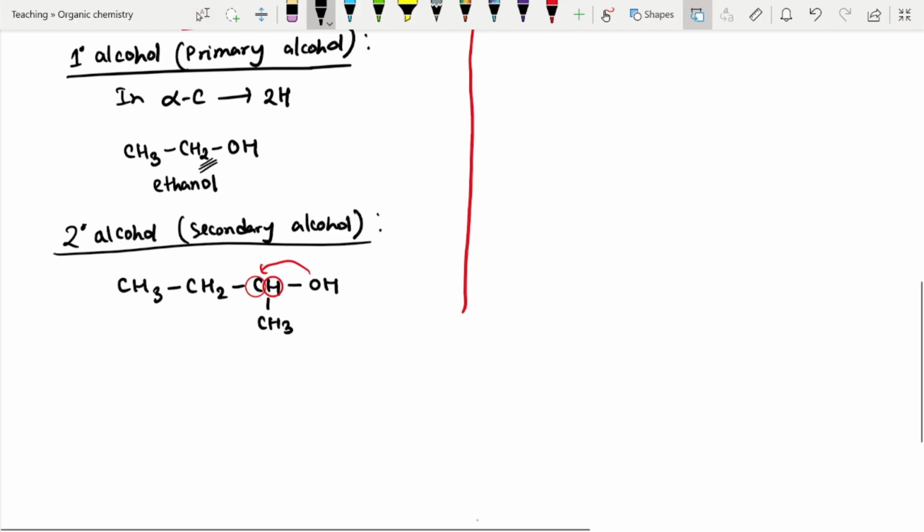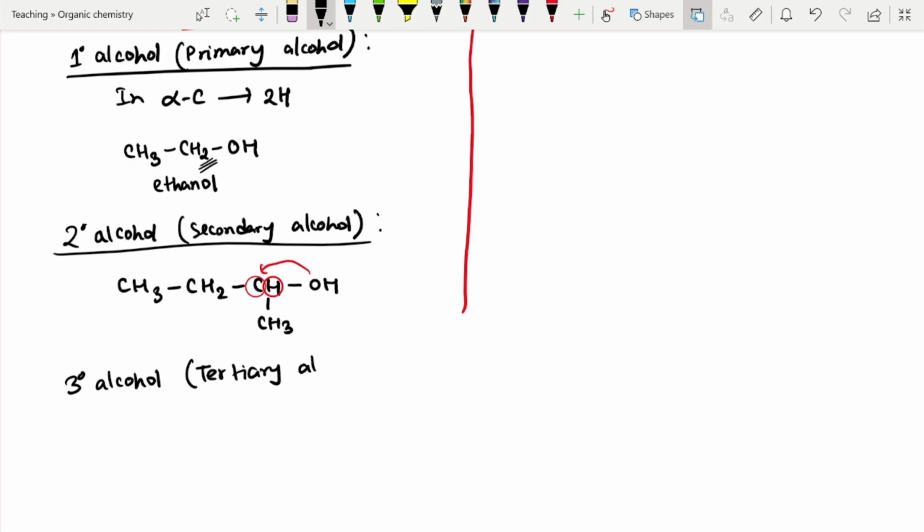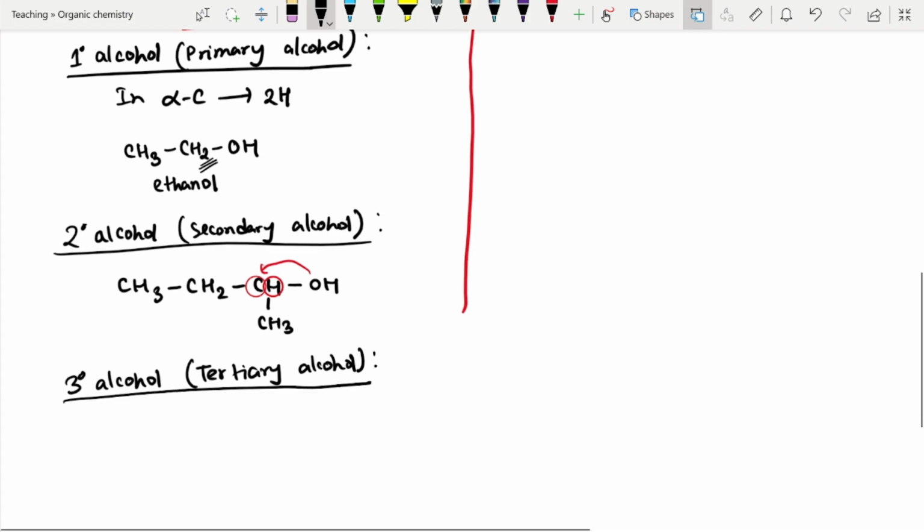And last is 3-degree alcohol or tertiary alcohol. So in tertiary alcohol there will be no hydrogens with alpha carbon. There will be no hydrogen with alpha carbon.